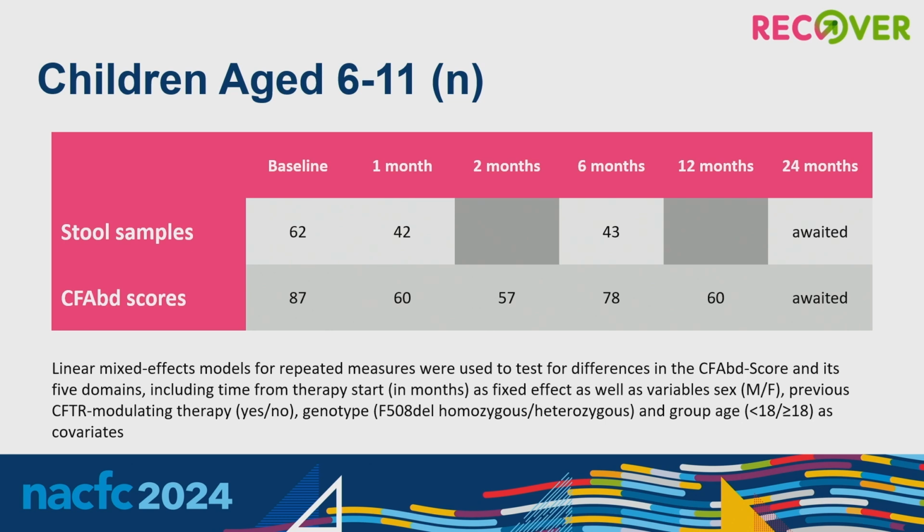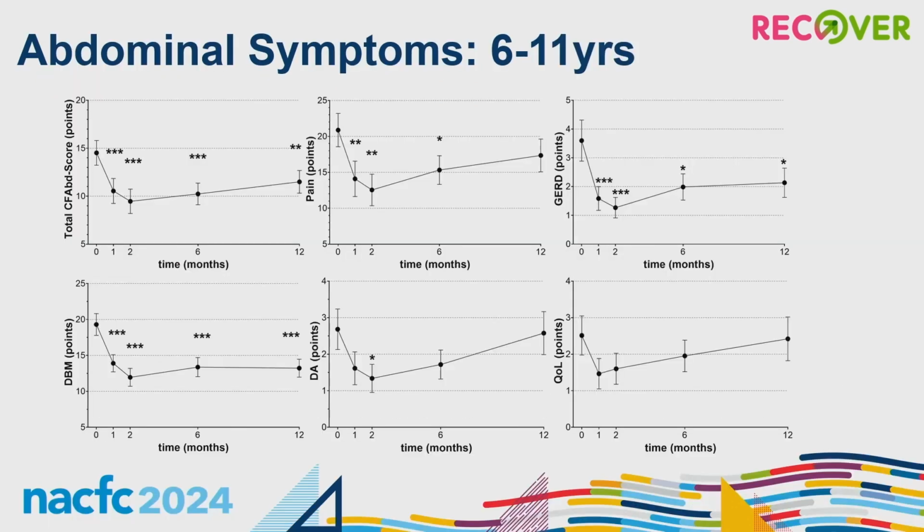I'm now going to come on to the data from the current cohort, which is 6 to 11 years of age. You can see reasonably good numbers here across this table in terms of stool samples and CF-ABD scores at baseline, and then repeated measures for the first 12 months. We don't yet have the 24-month data, which is awaited. This was analysed statistically with a linear mixed effects model for repeated measures to test for difference from pre and post, and to also look for various variables, including sex, other modulating therapies, and genotype. I'm just going to show you the group data today.